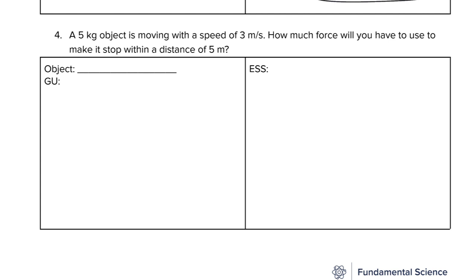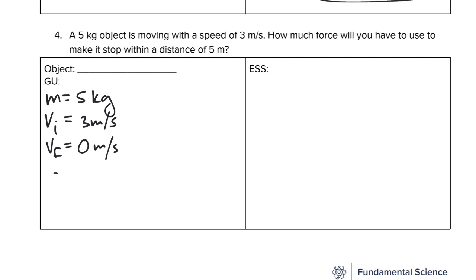Okay, so let's look at all our information here. We have a mass of 5 kilograms. And it is currently moving with a speed of 3 meters per second, but we're going to try to get it to stop. So we have a VI and a VF. The VI is the 3 meters per second that it's moving at now. The VF is the 0 meters per second that we're going to use to make it stop. And it says within a distance of 5 meters. So we're trying to make it stop over the course of 5 meters. The question is looking at how much force we're going to have to use for that. So this one is kind of wacky.